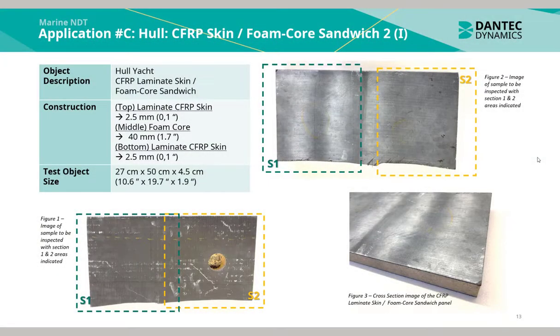Application C is a carbon fiber reinforced plastic laminate skin foam core sandwich material. The test object size is 27 by 50 by 4.5 centimeters. We can see in figure 1 an image of the sample to be inspected with sections 1 and 2 marked. Here is an image of the sample from the top and a cross-section image of the sample here.